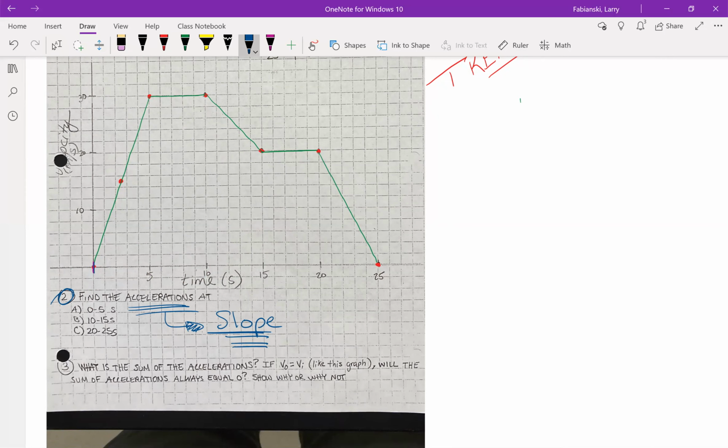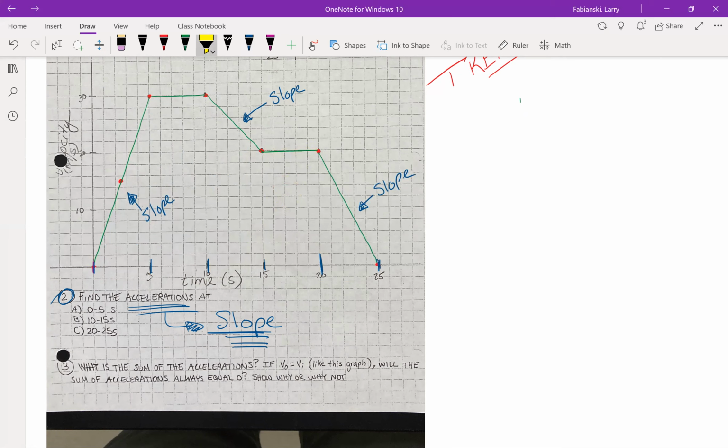0 to 5. So we're looking here to here. We're finding the slope of this line. From 10 to 15, we're finding the slope of this line. And then from 20 to 25, we are finding the slope of this line. Look, I was pretty nice. I didn't make you find the slope of this line because I know you know what that is. That slope happens to be a goose egg. That is 0, right? That is a 0 slope.